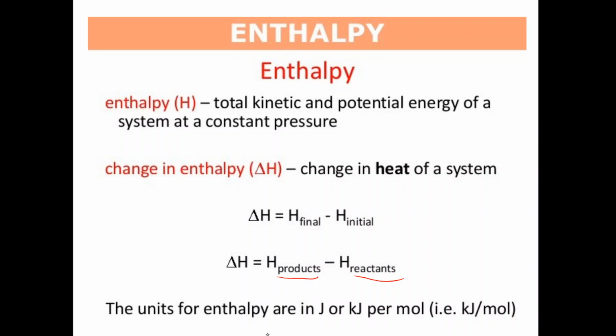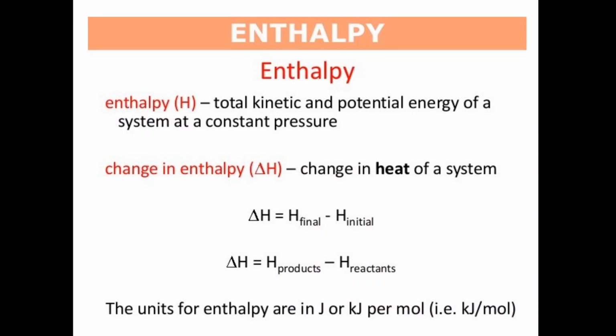The units for enthalpy are going to be joules or kilojoules per mole. You'll see this a lot, kJ over mole. That's because usually just joules will be too small, so you'll usually convert them to kilojoules because it makes more sense. It's better to have 500 kilojoules than 500,000 joules. It just is a little bit easier to deal with.